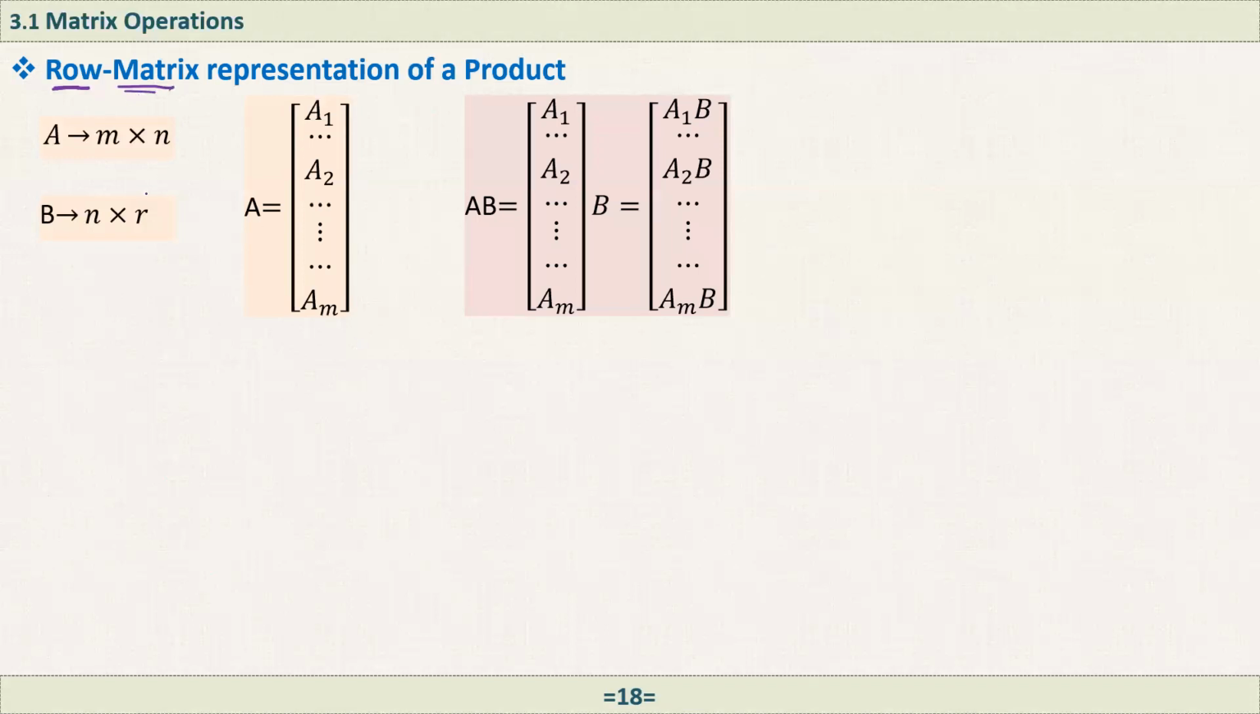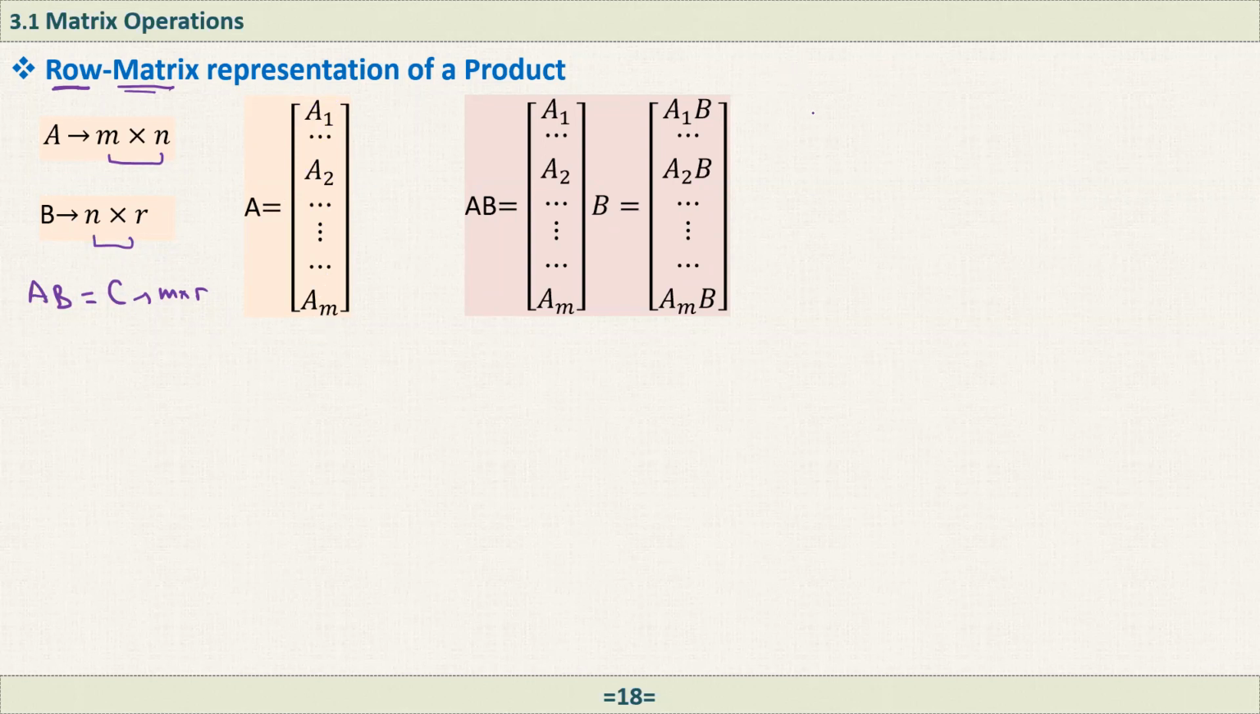So here, again, suppose that we are given a matrix A, whose size is M by N. And another matrix B, whose size is N by R. If you multiply A by B, we will get C, and the size of C will be M by R. Now let's partition matrix A by its rows as A1, A2, and AM. Each one represents a row of matrix A: A1 the first row, A2 the second row, and so on.